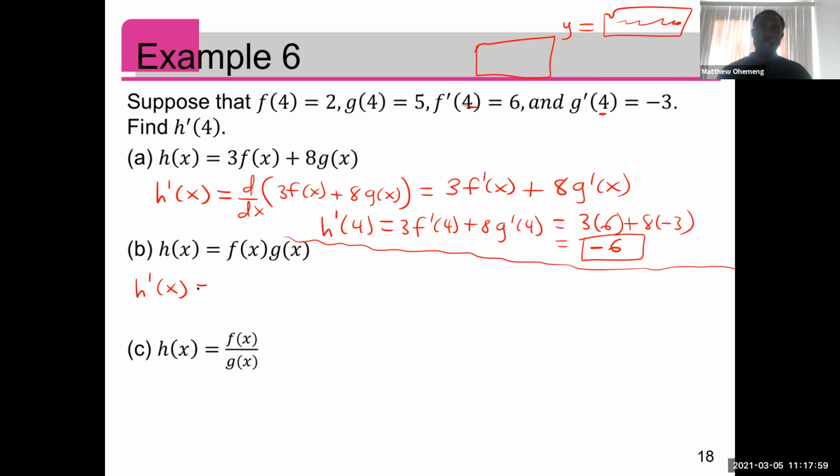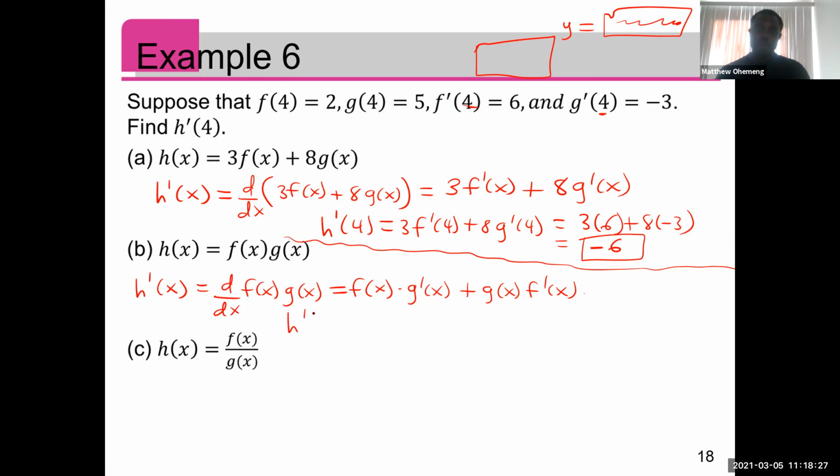To get h prime of x, you just do d over dx of f of x times g of x. For this one, we run through the rules and realize that this is just a product of functions, so we can employ the product rule. The product rule says leave one function alone, multiply by the derivative of the second function, plus, this time switch roles: leave g of x alone, multiply by the derivative of the first function. So that's the product rule.